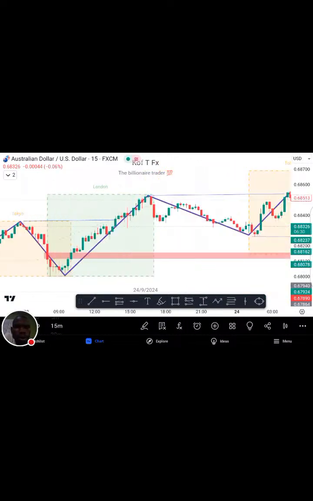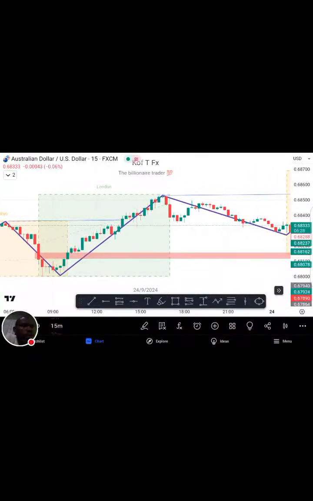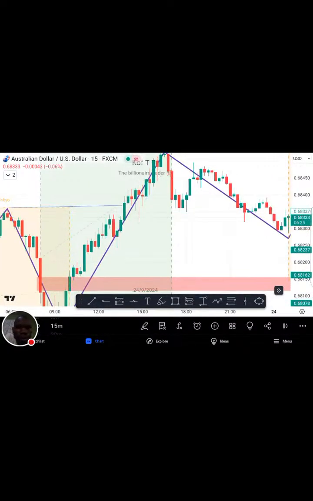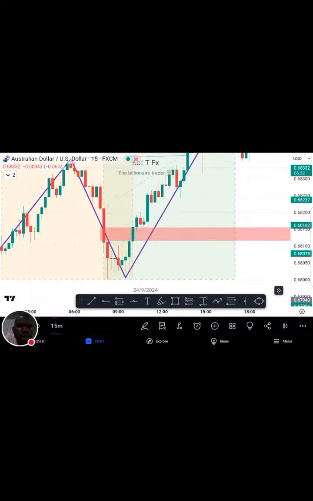Let me zoom it out so that you can see that there is FVG there. Looking at this red candle, this red candle here, has an FVG. The same thing with this green candle as well.